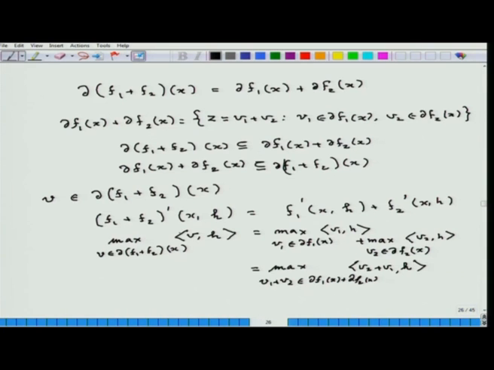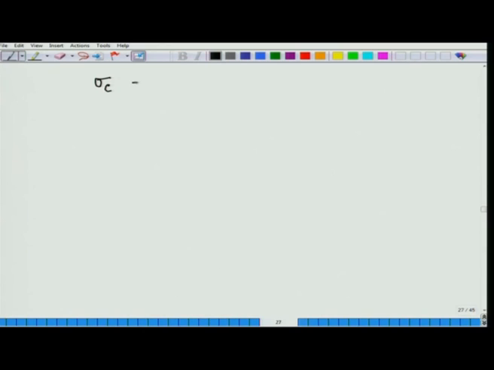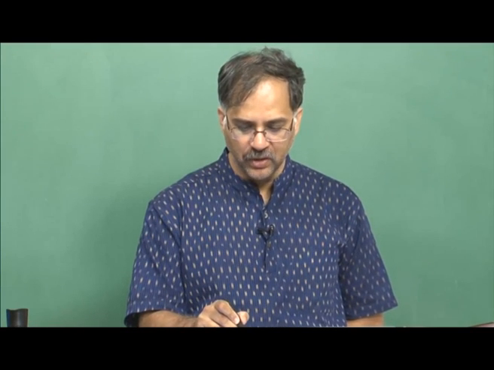So, if the support functions of two sets are equal, so this is called a support function. If you have a convex set, in fact, it works for any convex set, but let us just talk about a convex compact set. Take a convex compact set.